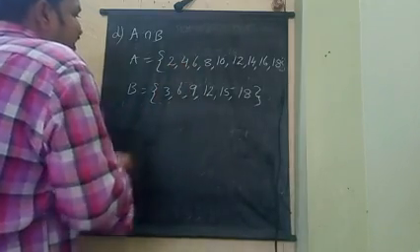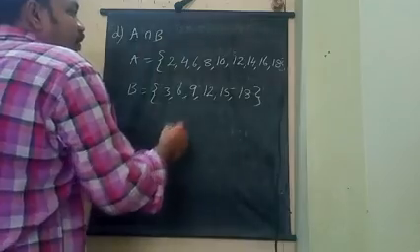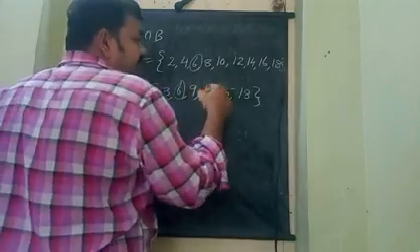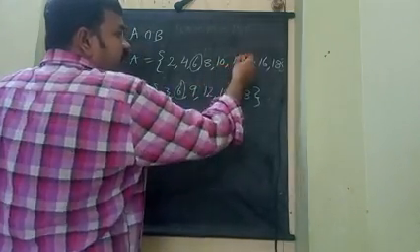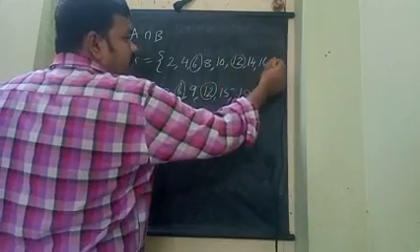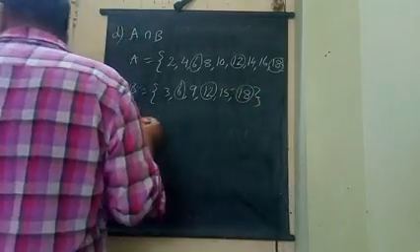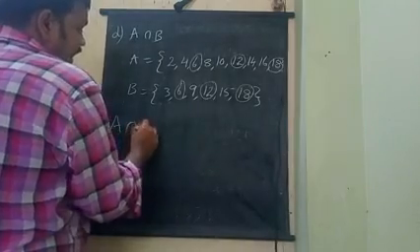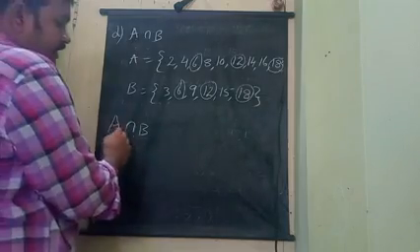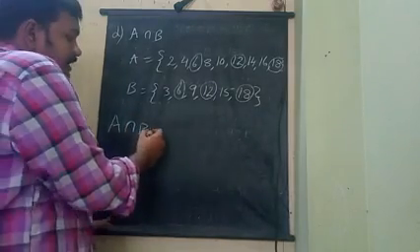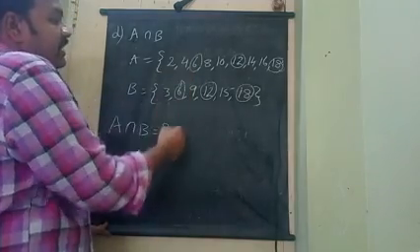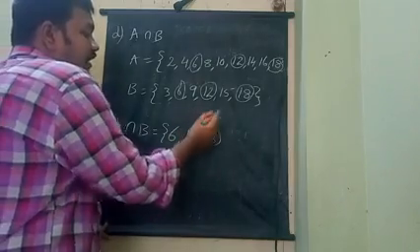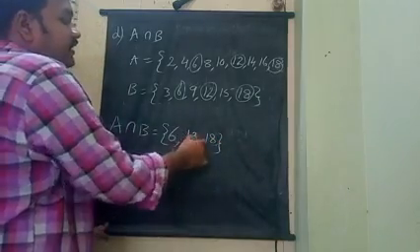What did they say to do? Intersection. Intersection means common ones. Which is common here? 6, 6. Circle the common ones. 8 is not there, 10 is not there, 12, 12. Which are common here? A intersection B means the common ones. Circled ones are 6, 12, 18. 6, 12, 18 is the answer for this sum.